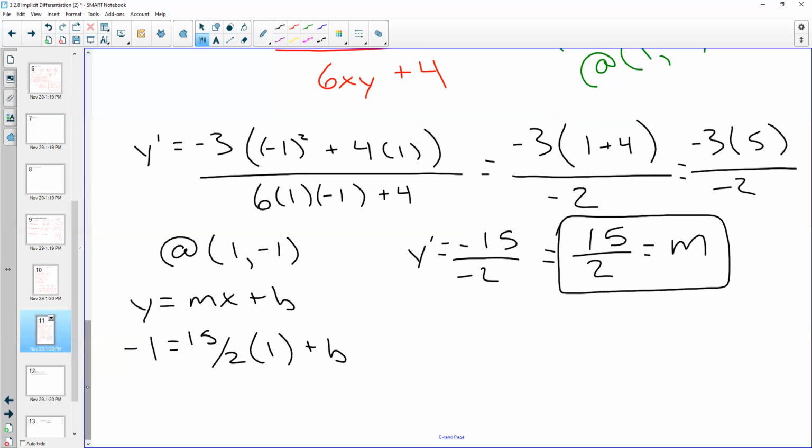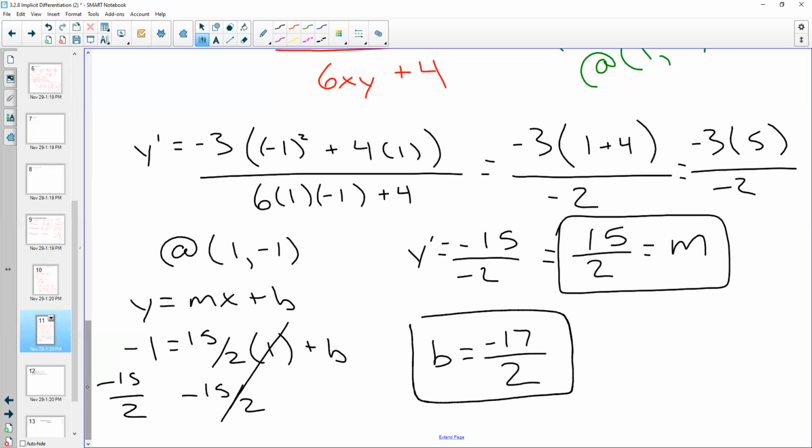15 over 2 multiplied by 1 is just 15 over 2. So we will subtract 15 over 2 from both sides. That will cancel. So negative 1 subtract 15 over 2. So remember, negative 1 is negative 2 over 1 as a fraction. So b is going to equal negative 17 over 2. So we found b, we found m, and now we can put our equation in standard form.